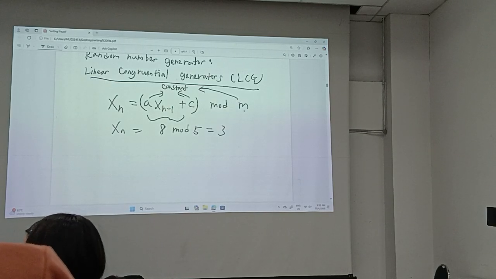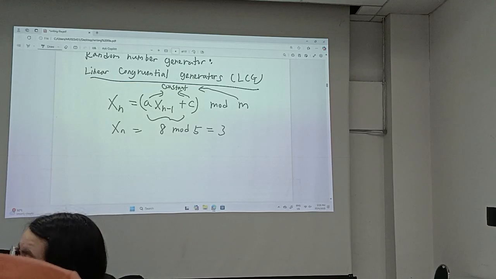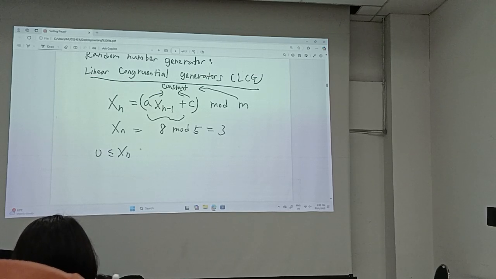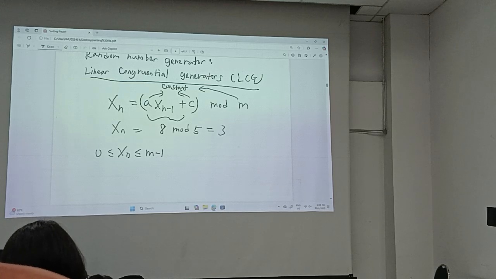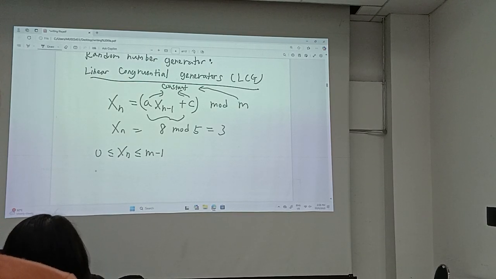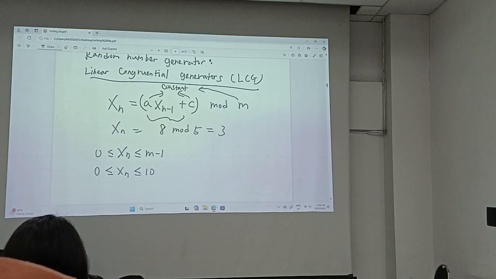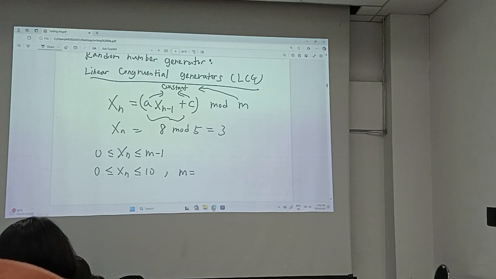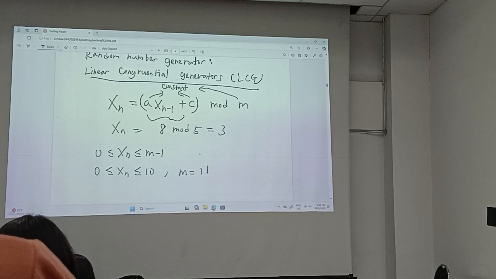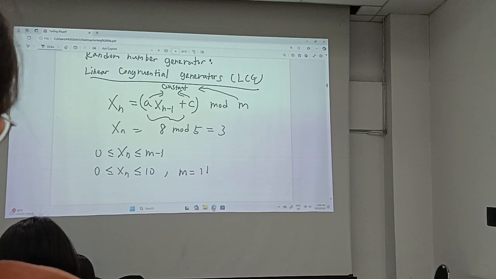Since the remainder is based on this M here, the range of the random number generator will be from 0 to M minus 1. For example, if we want to generate a random number from 0 to 10, what should be the M value? Yes, 11. One more than the last number.